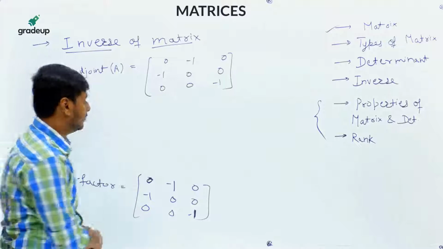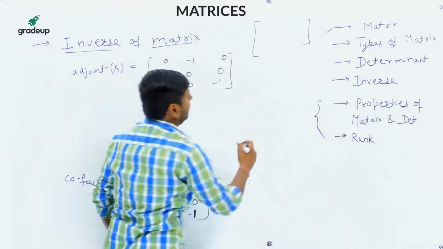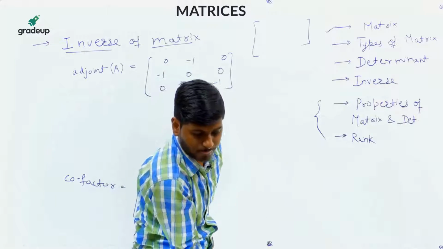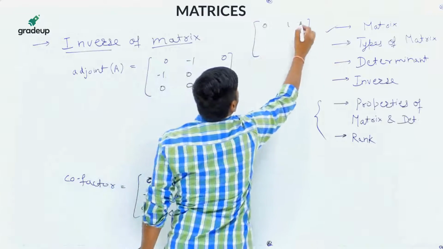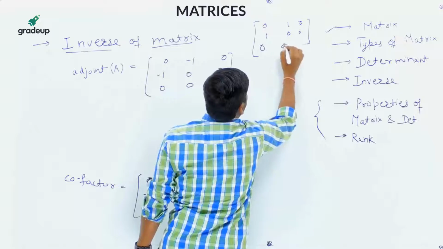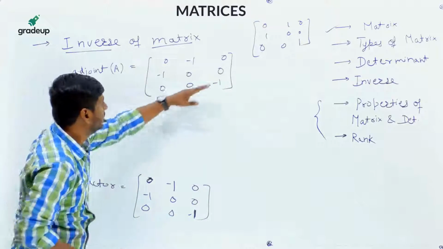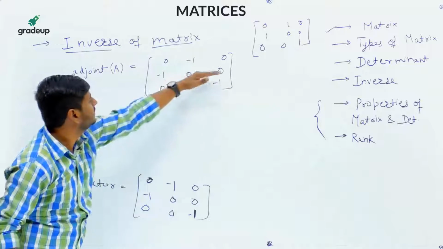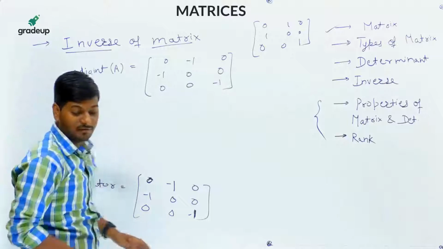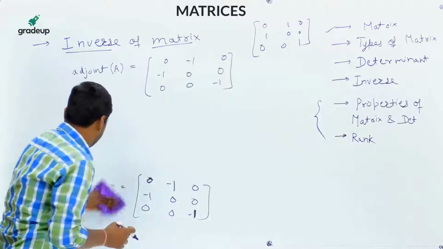The matrix A was, you may remember, 0 1 0, 1 0 0, and 0 0 1. This was matrix A. We get adjoint of matrix A as 0, minus 1, 0; minus 1, 0, 0; and 0, 0, minus 1. Now we will find the inverse of a matrix. The final step is the inverse of a matrix.